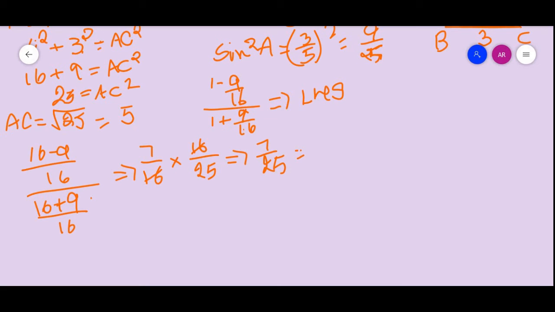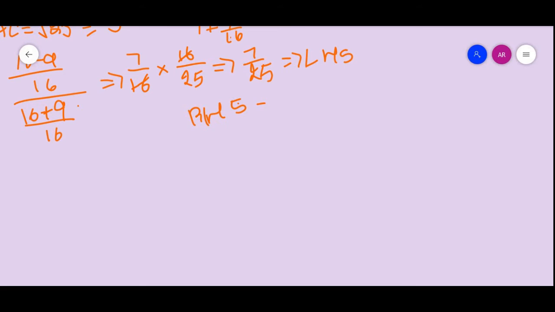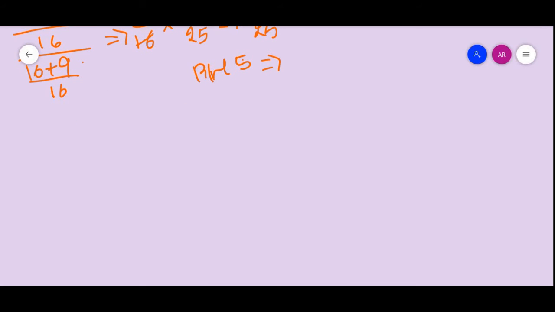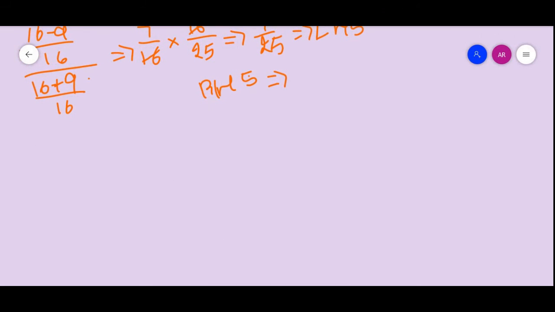So this is our LHS, and let's see what we get if we simplify our RHS. In the RHS, we had to find cos square A minus sin square A, and we have got the values of cos square A and sin square A as 16 by 25 and 9 by 25. So let us just substitute the values. It's going to become 16 by 25 minus 9 by 25, which is nothing but 7 by 25. So 7 by 25 was our LHS.